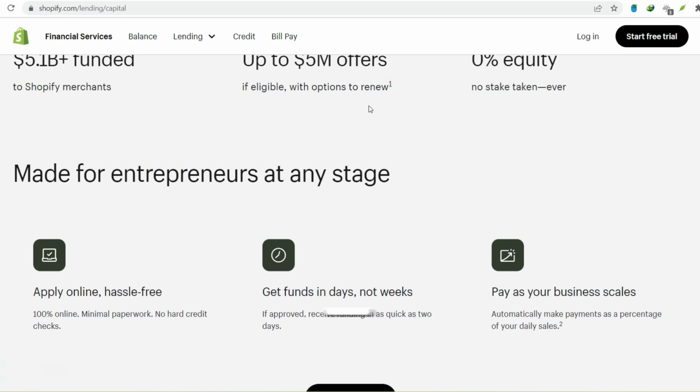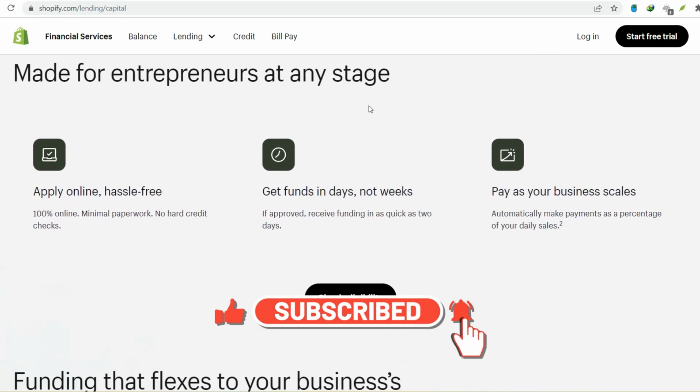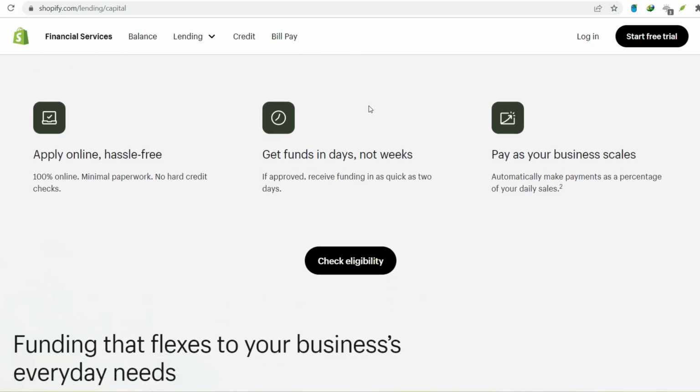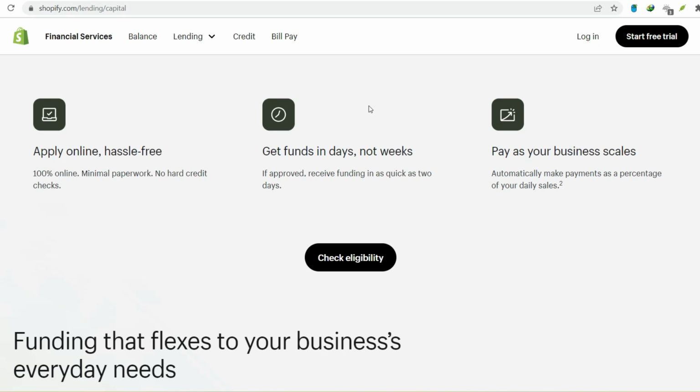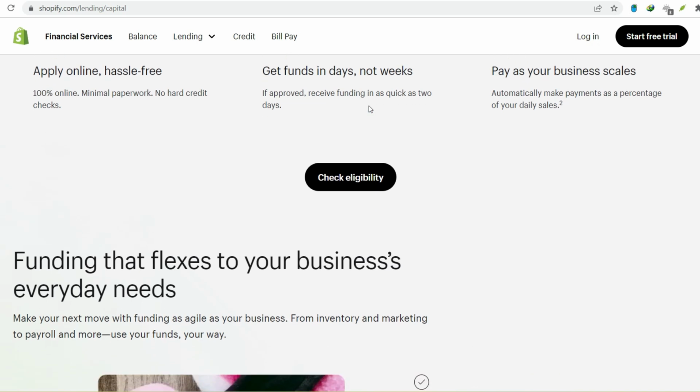Shopify uses its sophisticated system to analyze your store's data. This includes your sales history, consistency, volume, how long you've been on Shopify, your customer engagement, dispute records, and compliance with Shopify's terms. Based on this analysis, if you're deemed eligible, Shopify will present you with one or more funding offers. These offers are pre-qualified and typically non-negotiable.